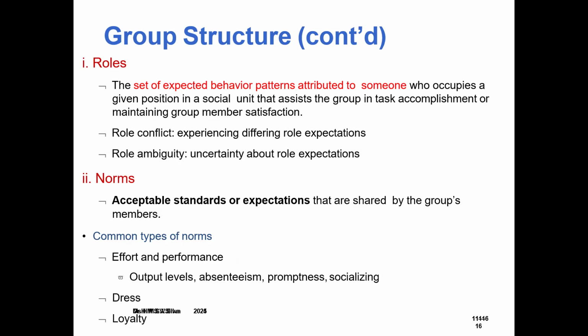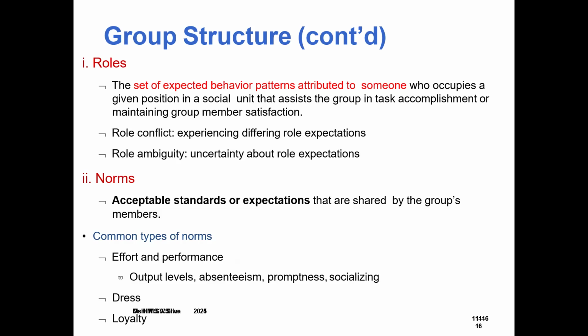So therefore role ambiguity can be addressed by giving a very descriptive job description and job specification. And role conflict can be avoided when appointing a person to a group, by not giving dual roles to perform.